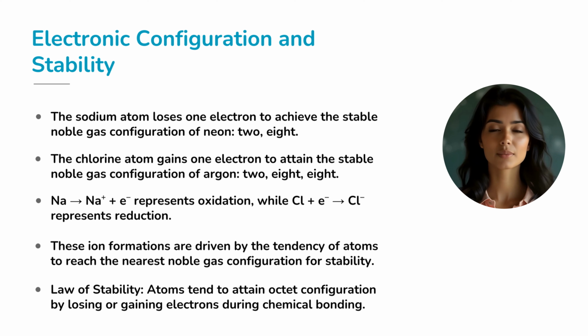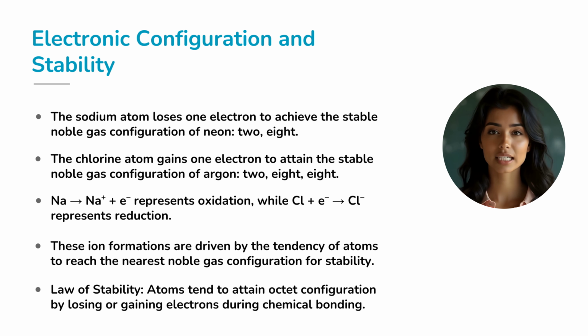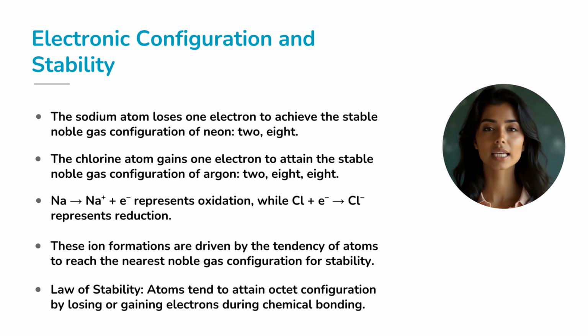So we say sodium atom loses one electron to become sodium ion, spoken as Na gives one electron to form Na+. Chlorine, on the other hand, starts with an electronic configuration of 2, 8, 7. By accepting one electron, it also reaches a stable configuration of 2, 8, 8, matching argon. This gain of an electron is called reduction. So we say chlorine atom gains one electron to form chloride ion, spoken as Cl plus one electron gives Cl minus. In short, the desire to achieve the nearest noble gas configuration is what motivates both oxidation and reduction in this process.